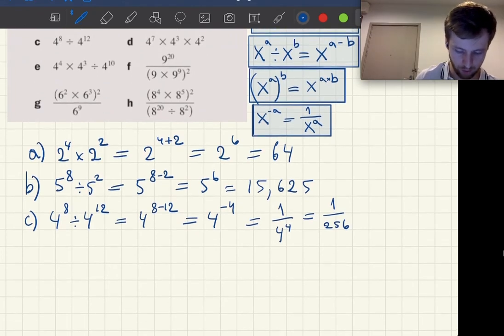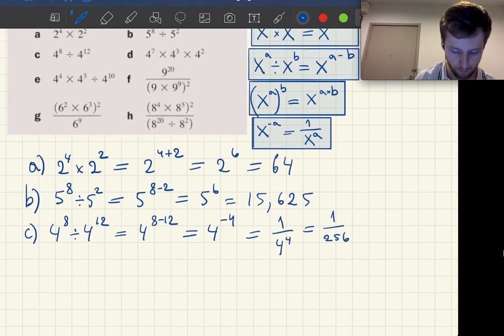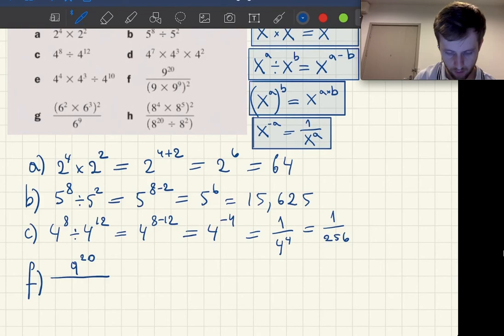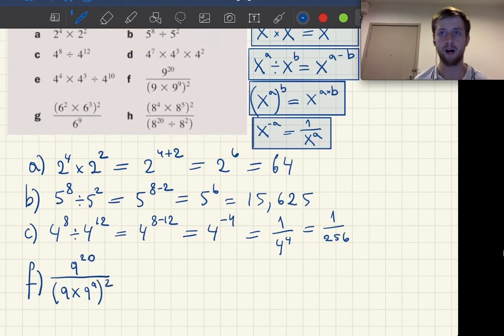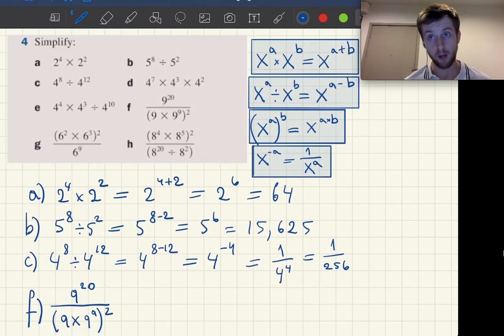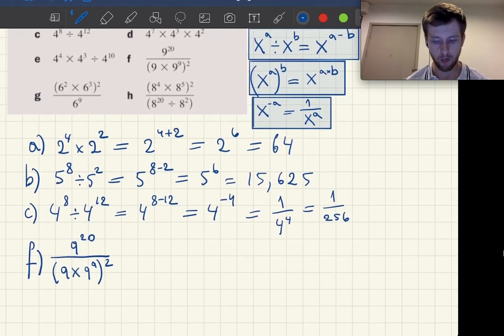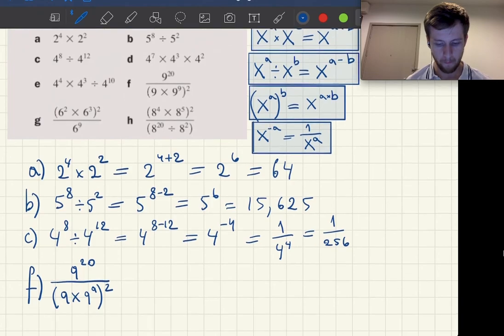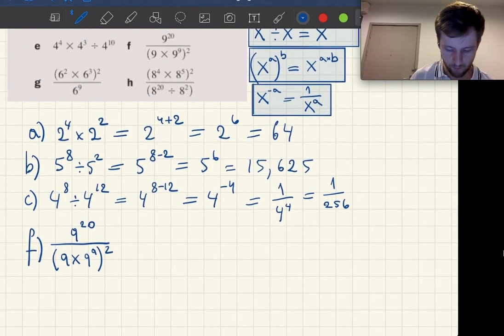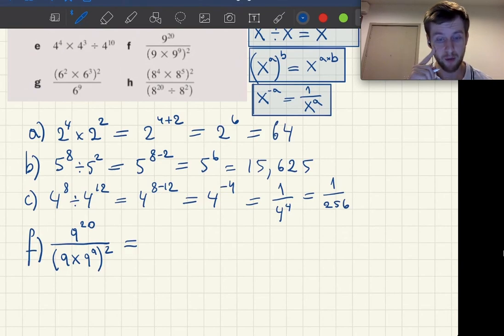Okay, so let's do F. In F we have 9 to the power of 20 divided by 9 times 9 to the power of 9, and then to the power of 2. Okay, all right. So let's do it. 9 to the power of 20. And the way to do this, 9 to the power 9.